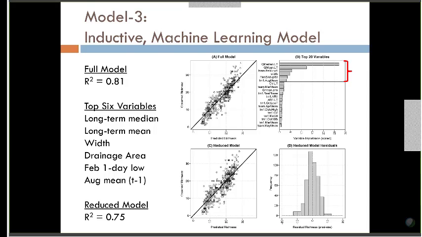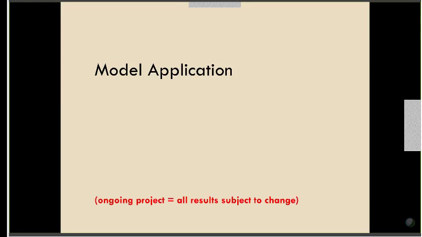So now we've got our 3 different models: our hydrology model, our deductive linear model, and our inductive machine learning model. Let's see what happens when we apply them to the Minnesota River question. And I should note that all of this is part of an ongoing project, and we're still sorting through the analyses, so please consider all of this subject to change at this point.